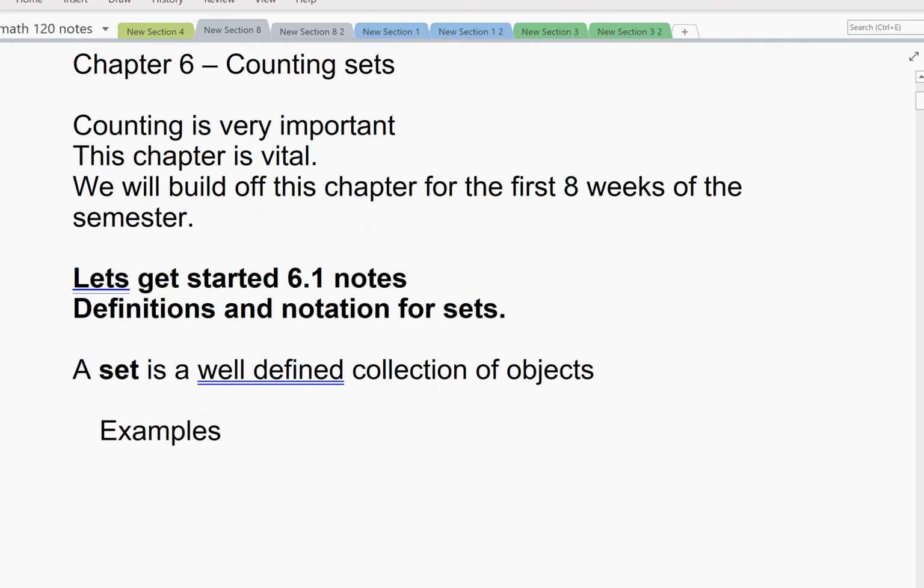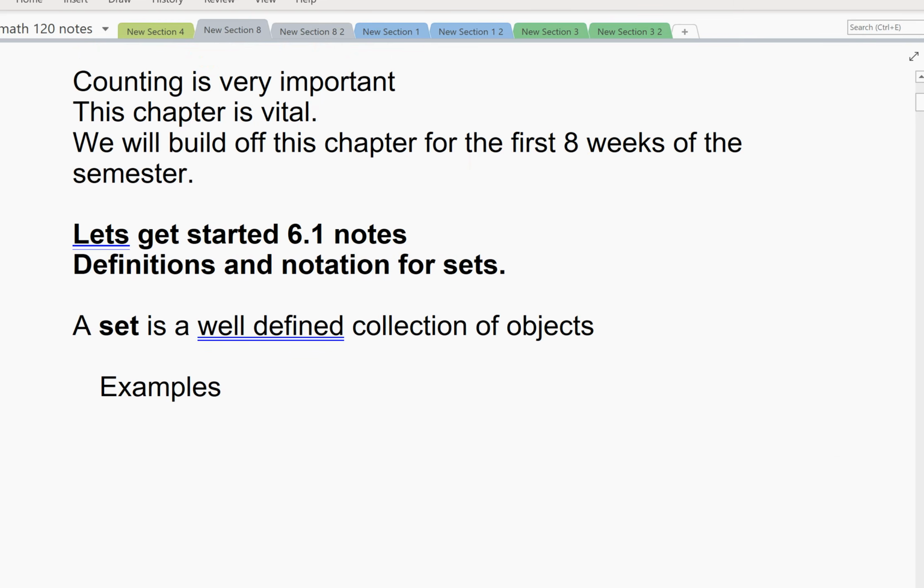Alright, so chapter 6 is a big chapter. The first 8 weeks of the semester we're going to start with 6, 7, and 8, which are your first 3 quizzes, over counting, probability, and statistics, and it really builds off of itself. So we start with chapter 6, which is counting. You have to be able to count stuff before you can do probability and statistics with it. So this counting chapter is very, very important. We will basically be building off of this chapter for the first half of the semester, so make sure you've got this stuff down.